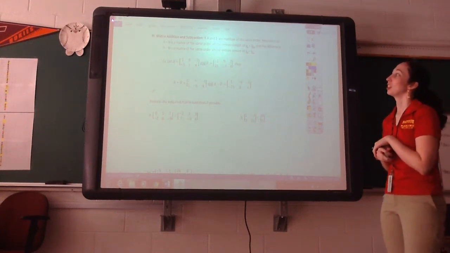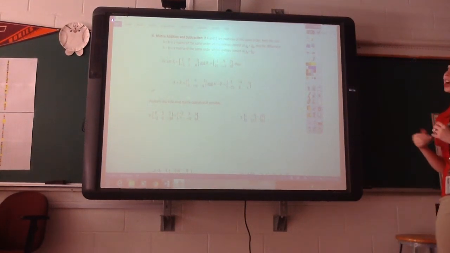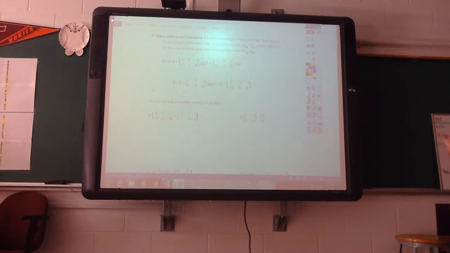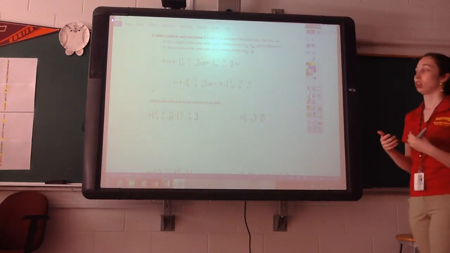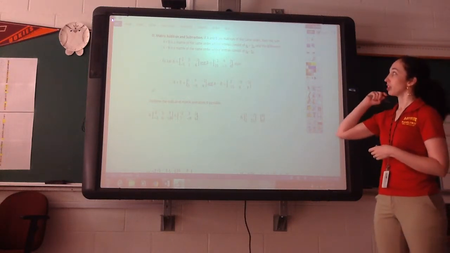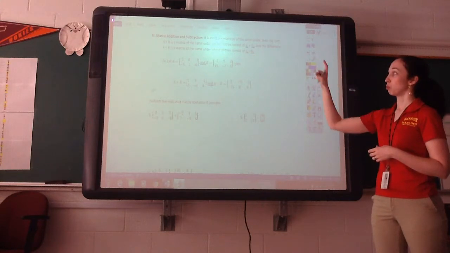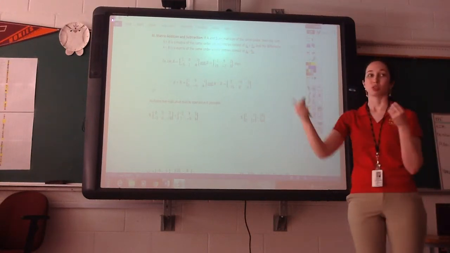Subtraction. Alright, so if we're going to add and subtract matrices, the big thing you have to understand is that to add and subtract, they have to be the same size. So if you have a 3 by 2, you have to be adding or subtracting a 3 by 2. If you have a 1 by 2, you have to add or subtract a 1 by 2. You cannot add or subtract matrices of different sizes, different orders, okay? So, they have to be the exact same size.